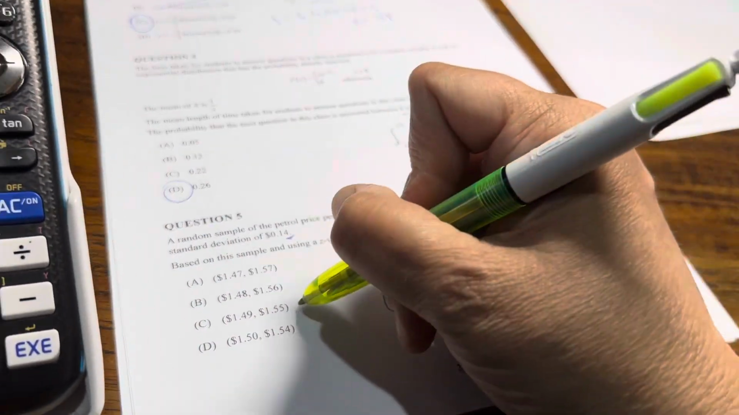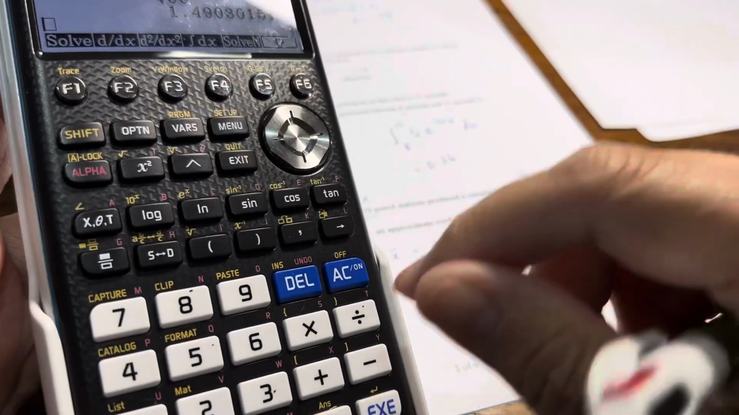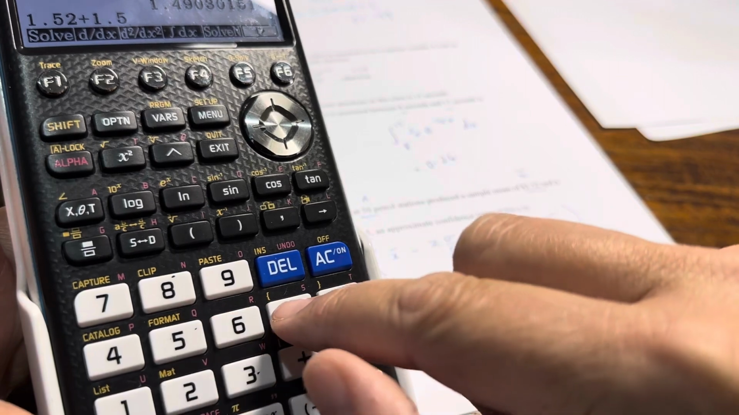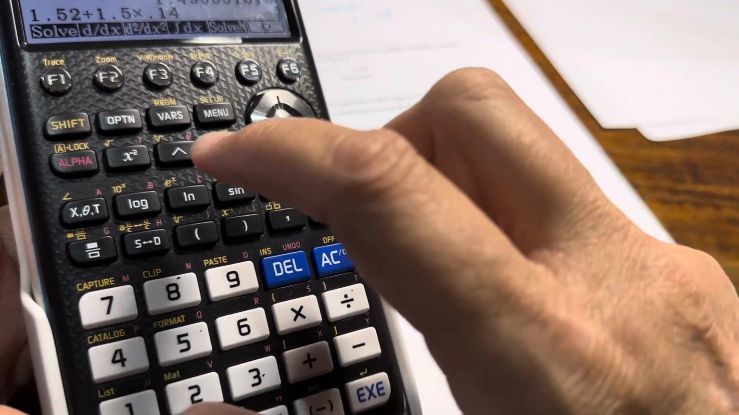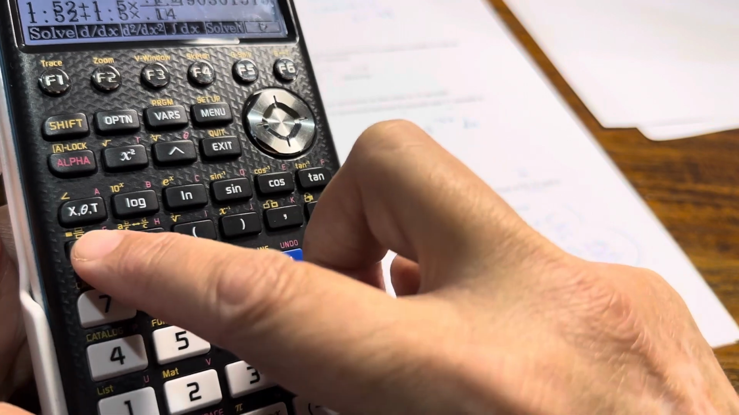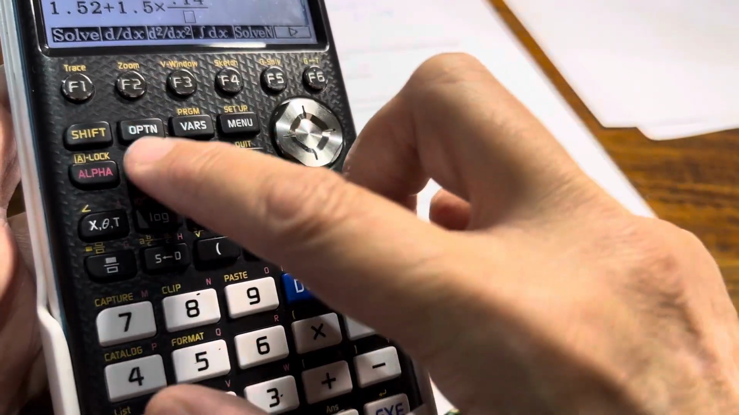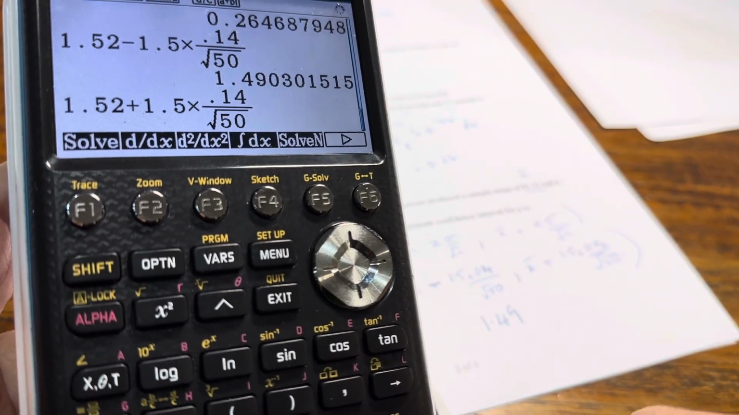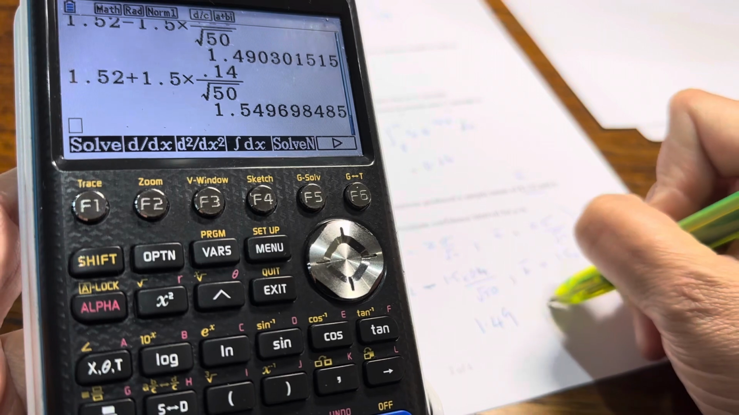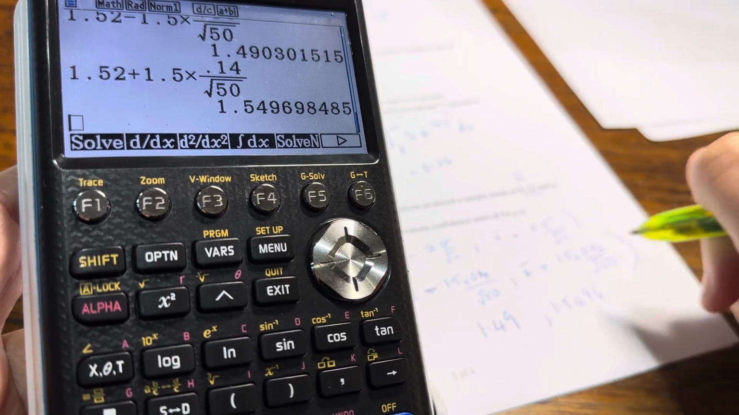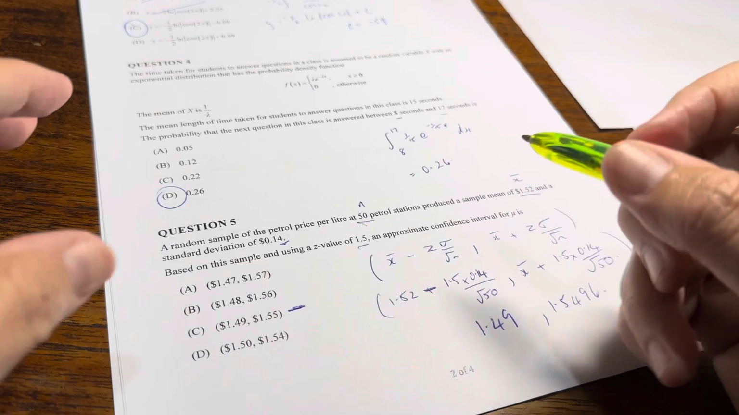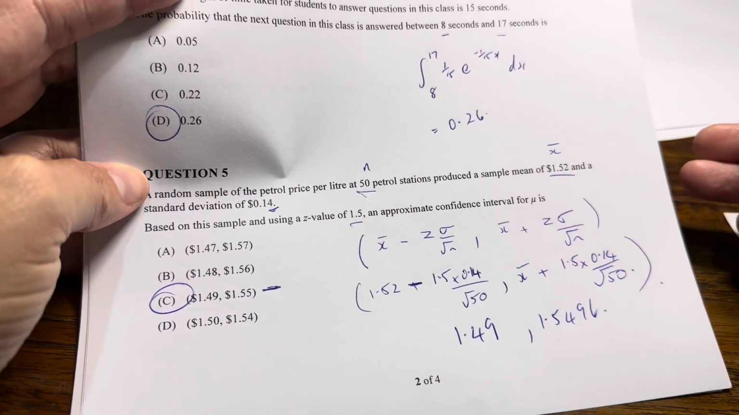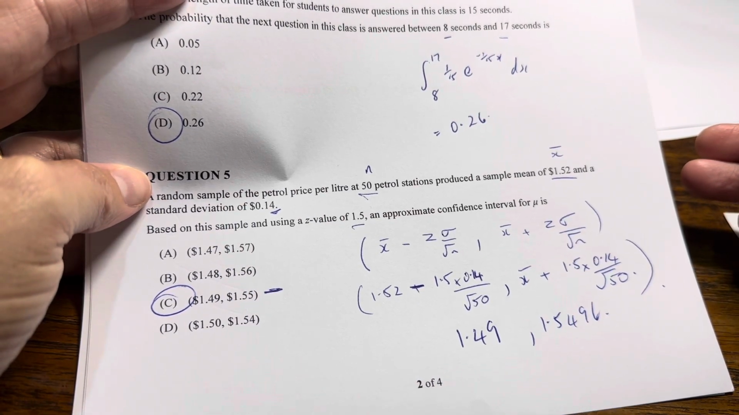So essentially I'm thinking that's going to give me C as my answer. I'll just double check here: 1.52 plus 1.5 times 0.14 over square root of 50. Okay, so we're just doing a double check, and that's 1.5496. Compare that to my answers. I'm going to go with C as my correct answer. Okay, so there's questions 1 to 5.